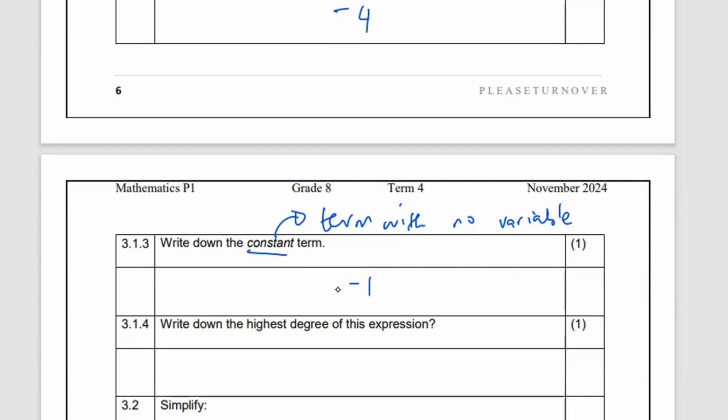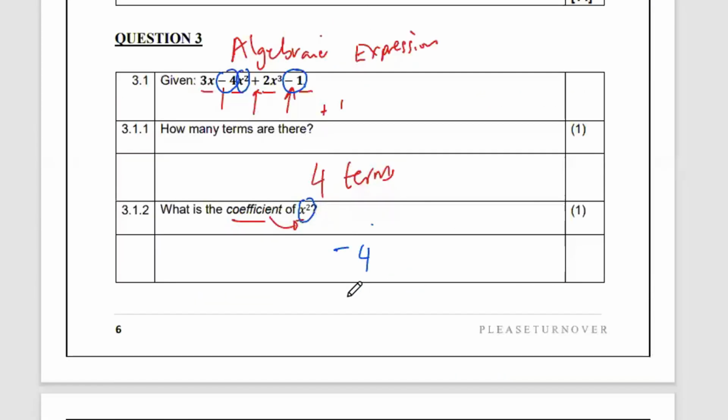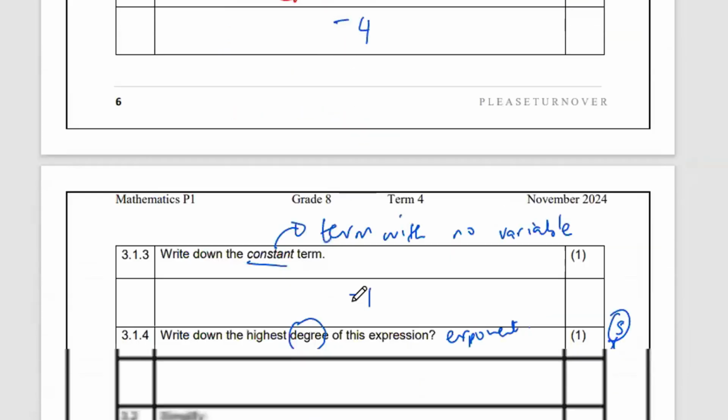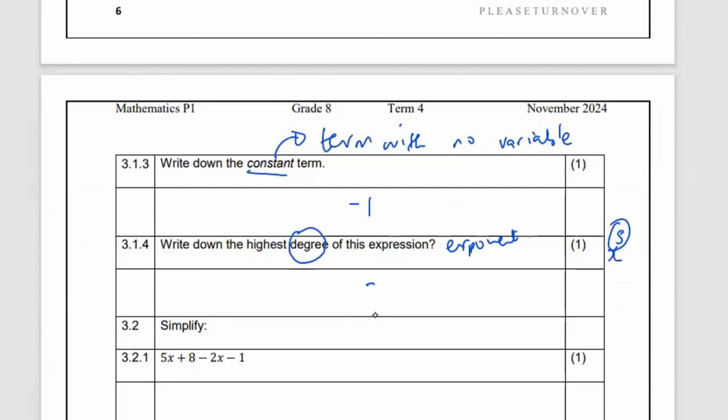Then 3.1.4, write down the highest degree. So a degree represents the exponent. Okay, so the highest exponent. Remember, if that's a base, the number that is raised to another one becomes the exponent. So in this case, we have 3 as the biggest exponent. So the degree of the expression is 3.